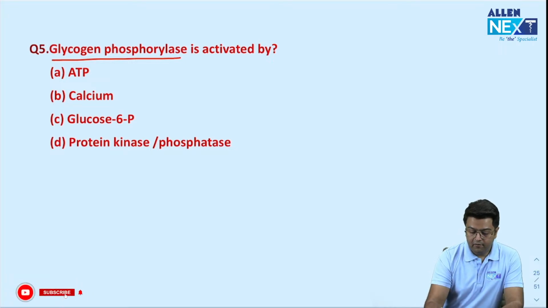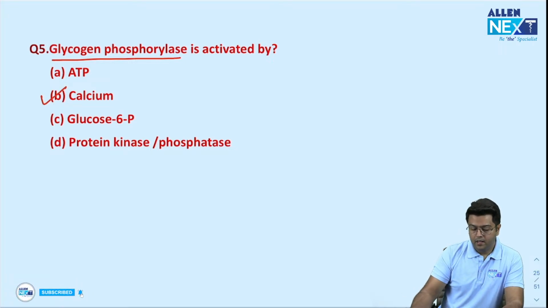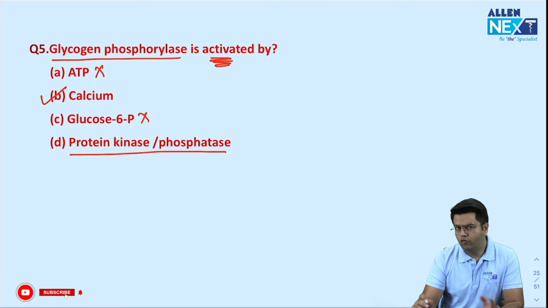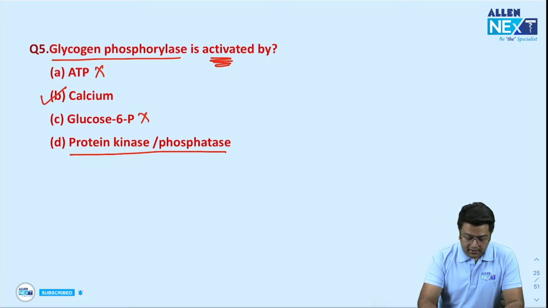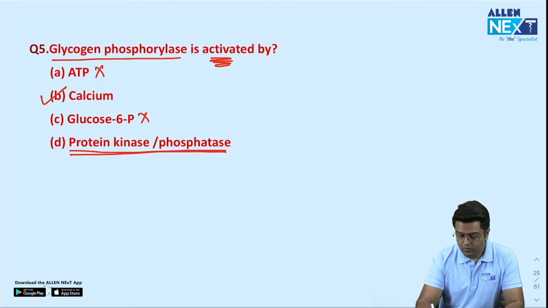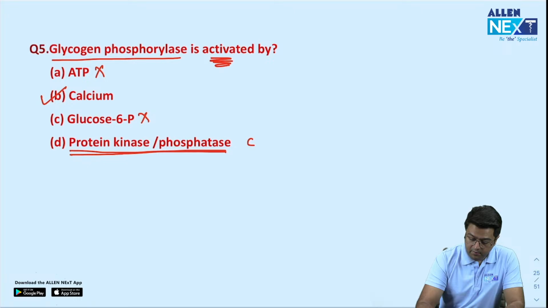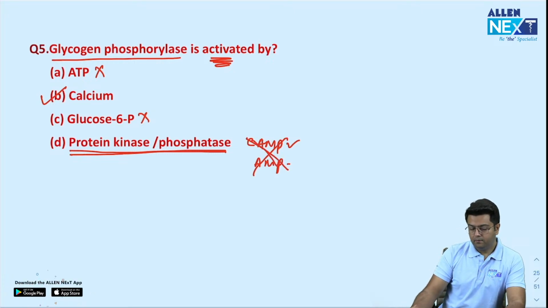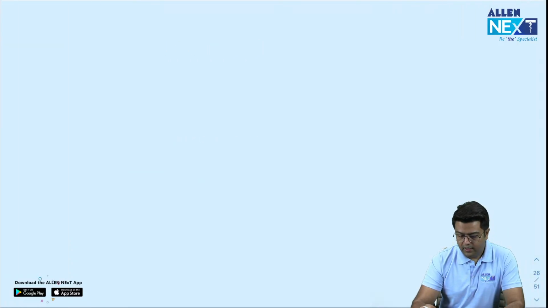Glycogen phosphorylase is activated by, guys, the answer is calcium. Now see the other options: ATP, which I discussed, and glucose 6-phosphate are actually inhibitors. The question is activated. And protein kinase, phosphatase, they will not be the direct answers. A direct answer can be something like cyclic AMP, if they mention it. Or if they mention, let's say, AMP, that can be the answer. But these two are not mentioned here. So if we talk about the other mechanisms, like calcium first of all.